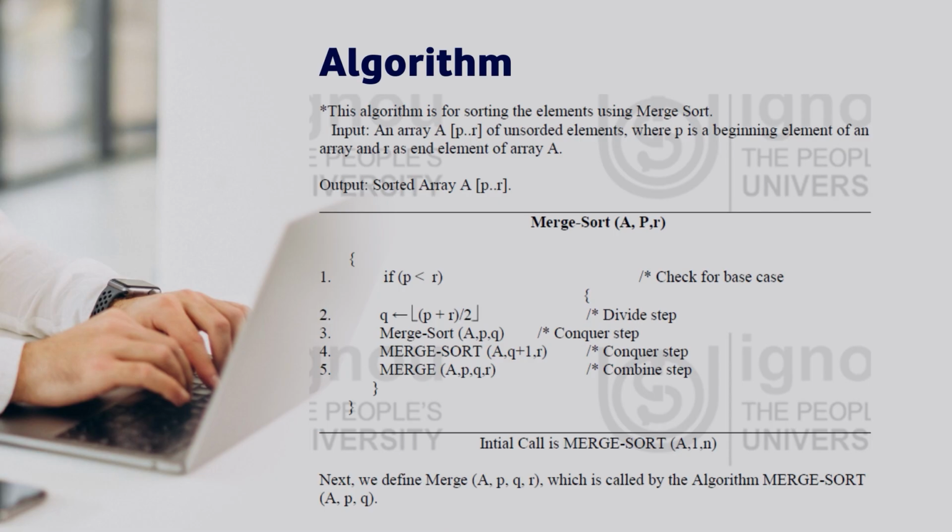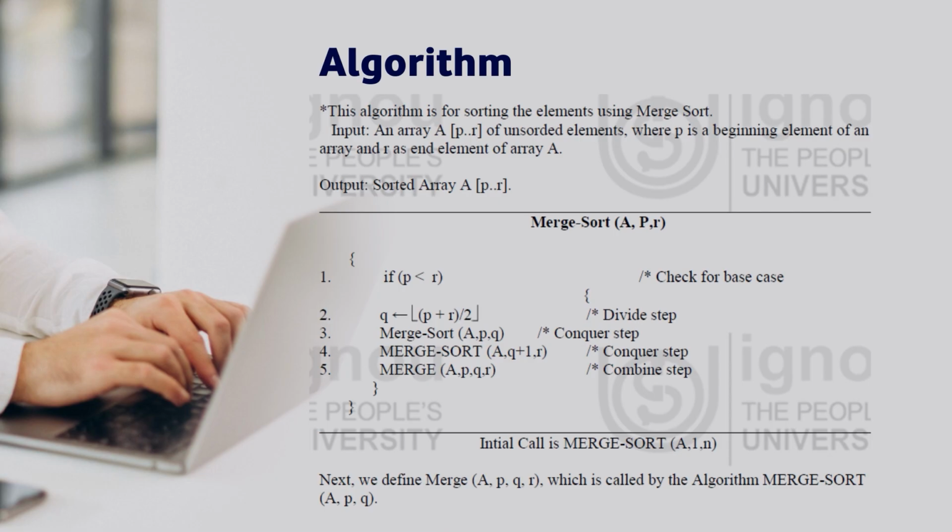Now 1 is less than 8, that is fine, but when you divide the list recursively again and again, the next time P will become 1 and R will become 4, and again if you divide this list from the mid, P will become 1 and R will become 2. So what is happening here? You are taking a bigger list, then recursively taking a smaller list, and again a smaller list.